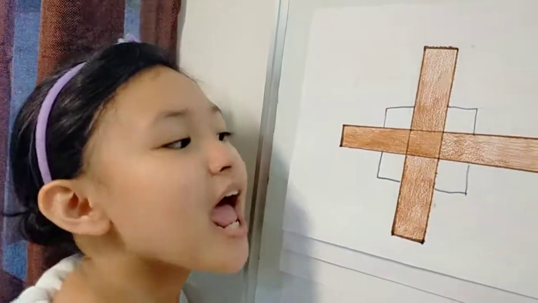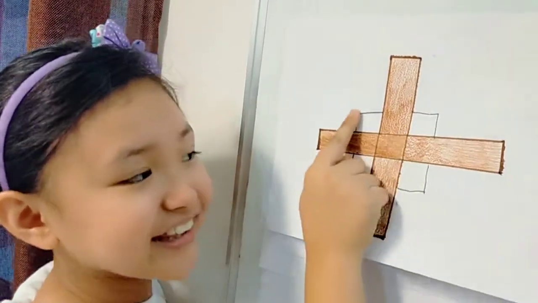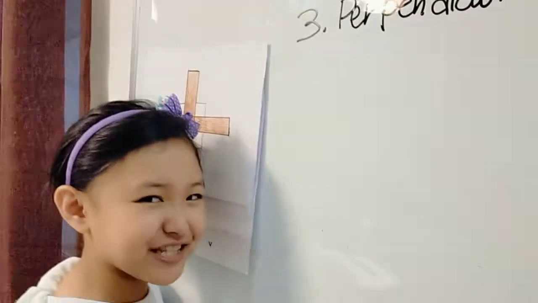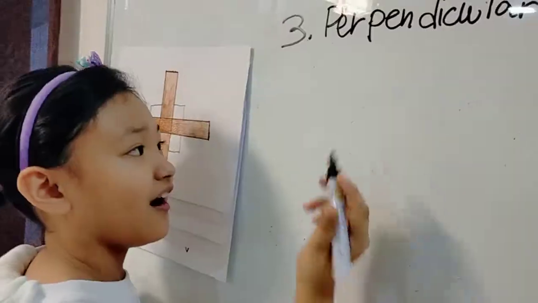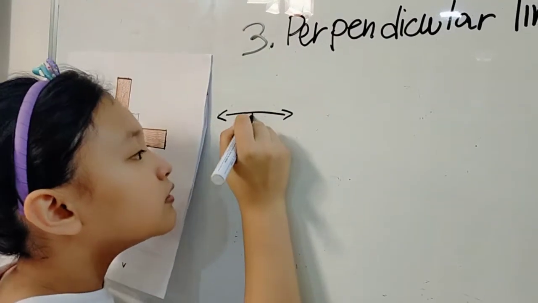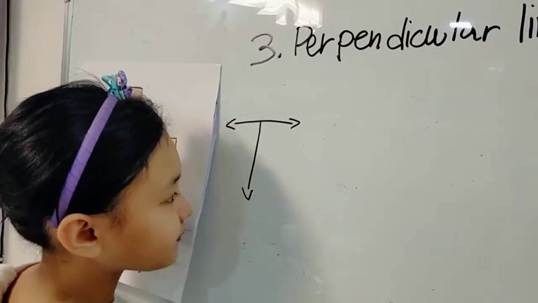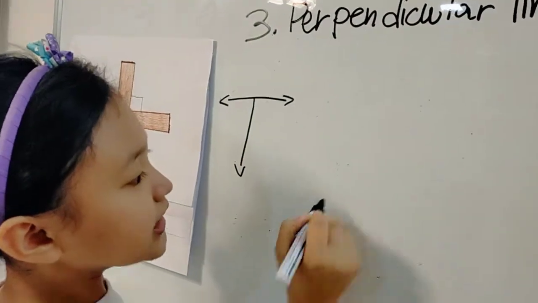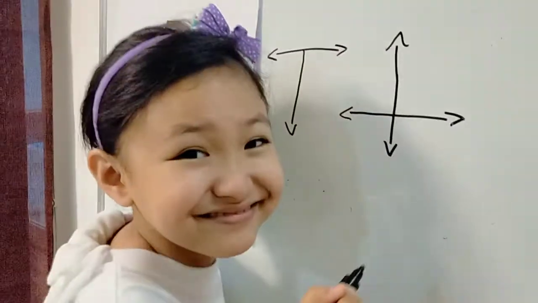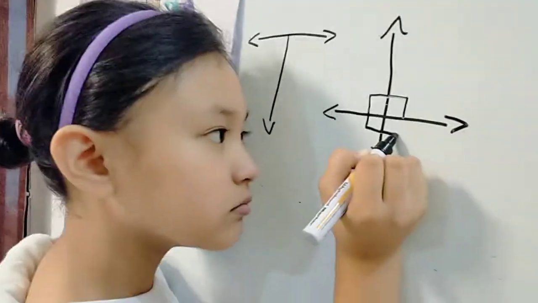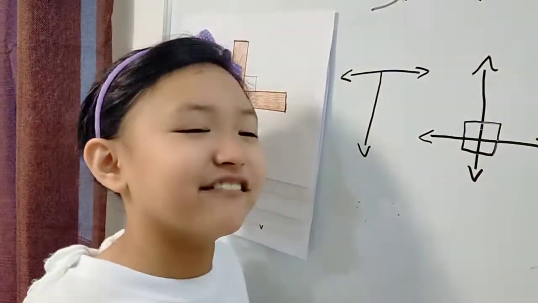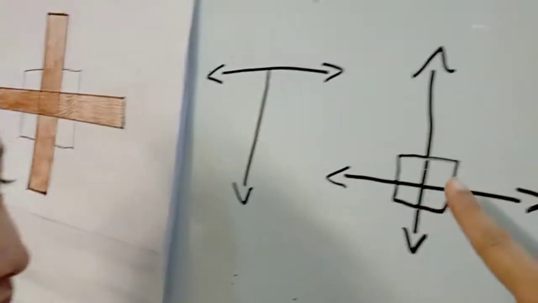Like this one, they form a right angle. Other examples of perpendicular lines are this one, and then this one, because they have formed the right angle.